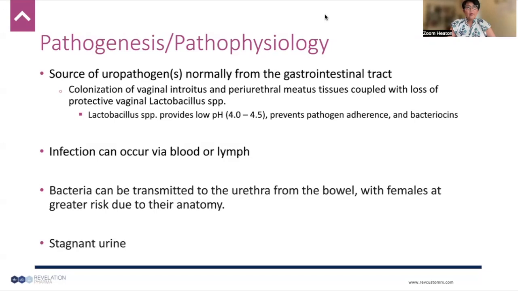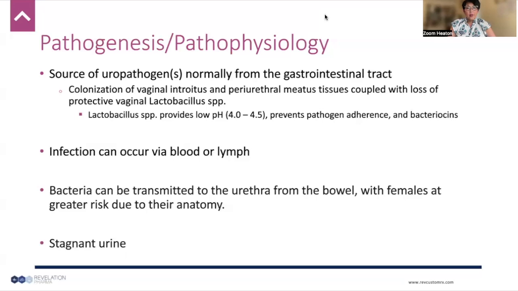And lower UTIs affect the bladder and the urethra. Upper UTIs affect the renal pelvis and the kidneys. And if it's not possible to differentiate between lower or upper, then it's considered an undifferentiated UTI. Then we have infection that can occur via blood or lymph. Sometimes bacteria traveling through the blood or lymph system can cause kidney or bladder infections.